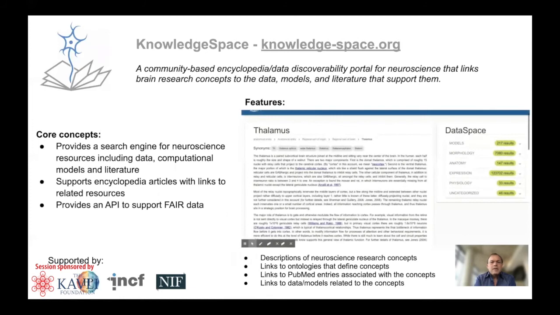On the other hand, the INCF Knowledge Space, which is a community-based encyclopedia, provides a search engine for neuroscience resources, including data, computational models, and literature. It supports encyclopedia articles with links to the related data, and it provides an API. It also has the semantics and links to standard ontologies or vocabularies for neuroscience concepts. Here you can see a screenshot of an article about the thalamus. In the data space panel to the right, there are links to various computational models, morphology, anatomy, gene expression, and physiology data from around the world.